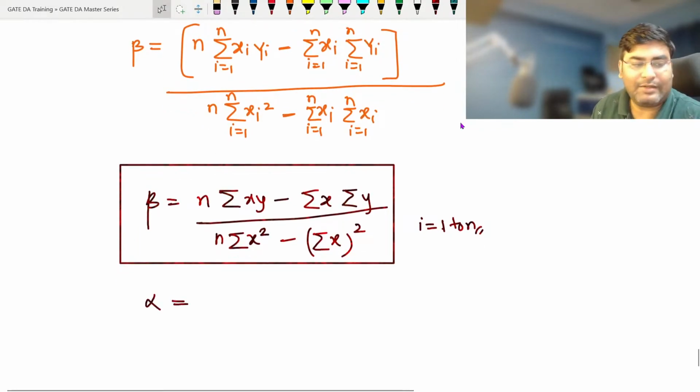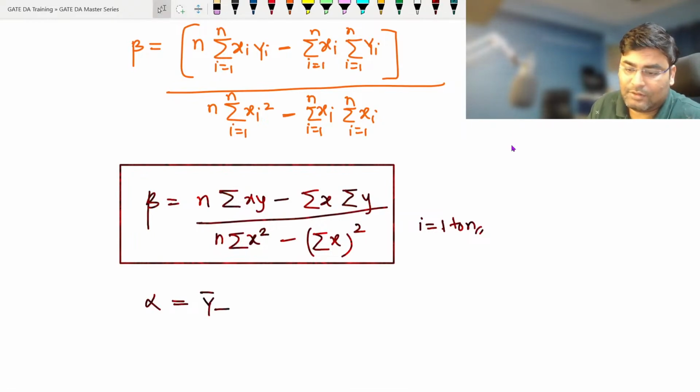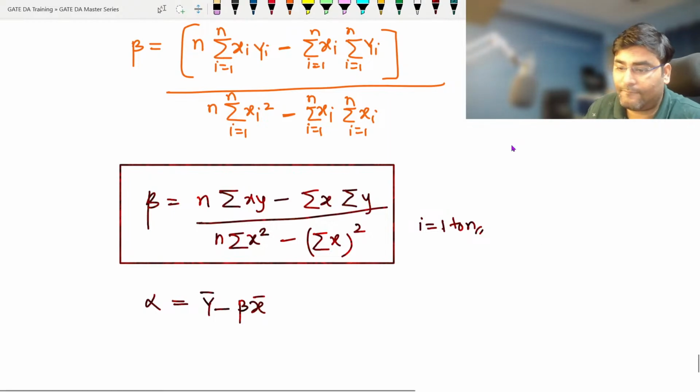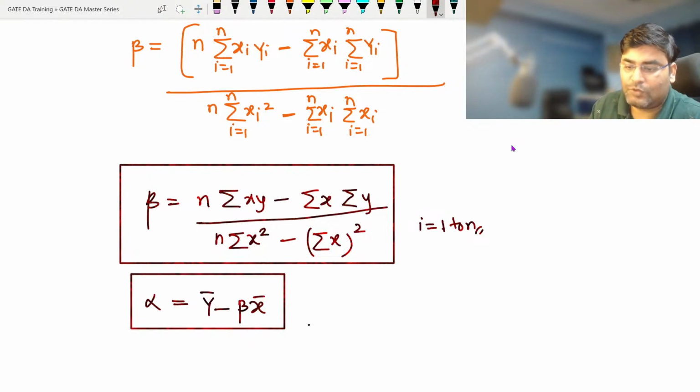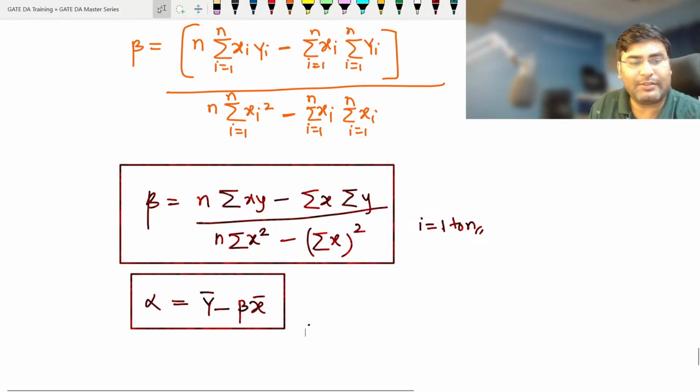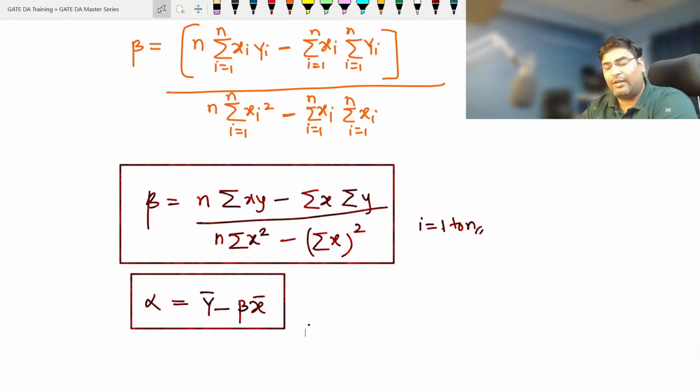And what was alpha, my dear? Alpha is y bar minus beta x bar. Keep this in mind. So you know the alpha, you know the beta. Later on, this will also be written in some formula, some techniques like covariance and other stuff. So don't worry about it.